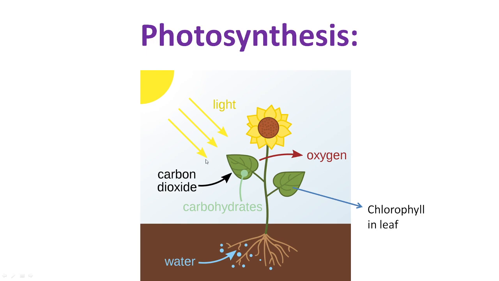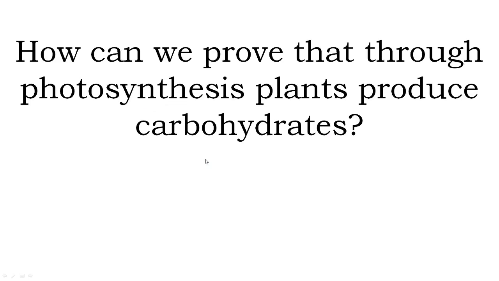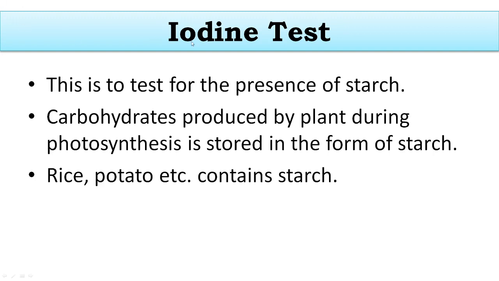So how will you prove that a plant actually produces carbohydrate through the process of photosynthesis? How will you prove it? For that we have to perform an experiment or a test. That test is known as the iodine test.